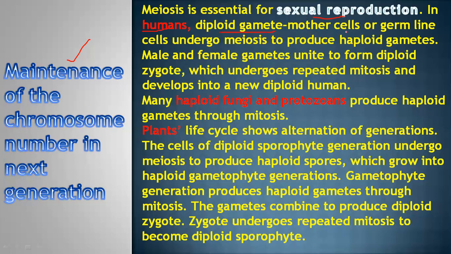So the mother cells, both male and female, are called the parent cells, which are the old ones. They undergo meiosis. The meiosis steps we have seen before in the previous lecture. To produce haploid gametes, male and female. From one cell, they produce 4 cells which have half the number of chromosomes. They unite to form a diploid zygote.